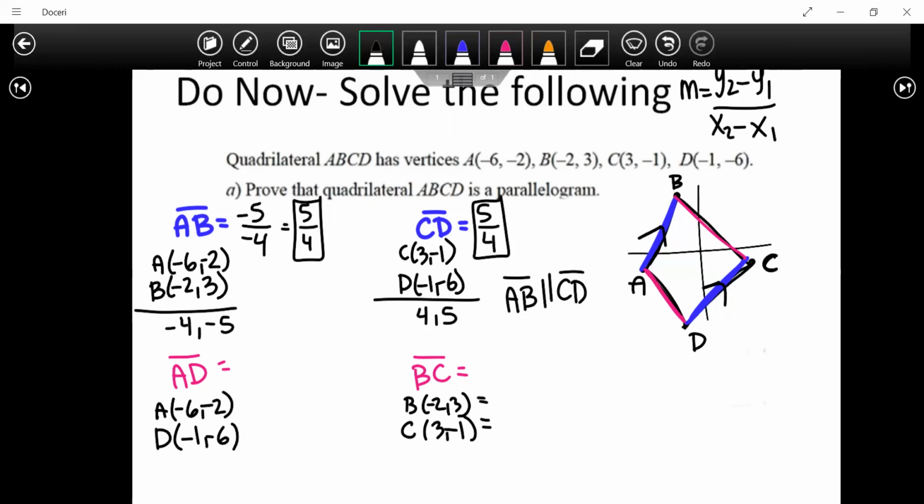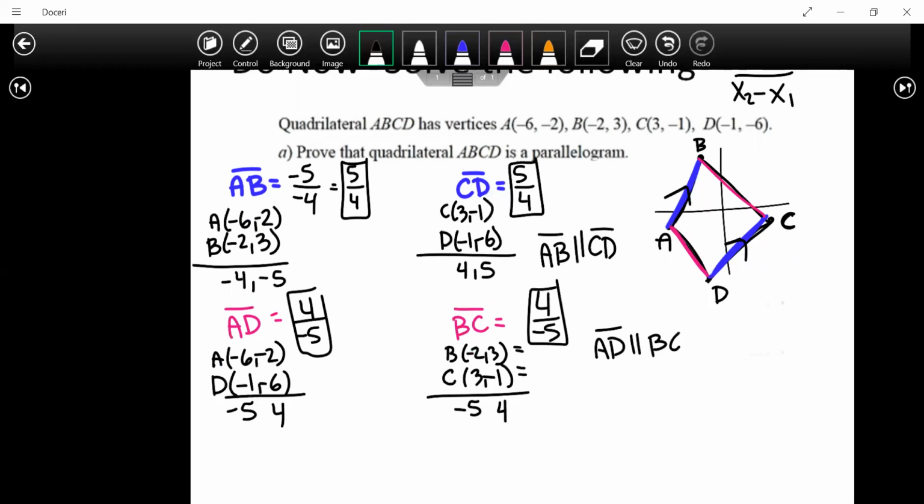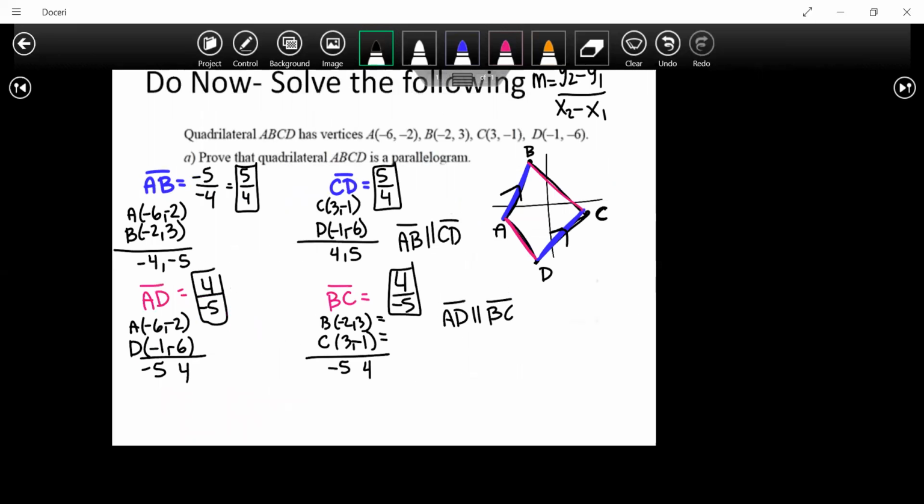Doing the same thing, we're going to subtract out. -6 minus -1 is going to be -5. -2 minus -6 is just going to be 4. So we get 4 over -5. Then on top of that, we subtract -5 and 4 again. Again, 4 over -5. Are these two parallel? So we could say AD is parallel to BC. So is it a parallelogram? Yes.